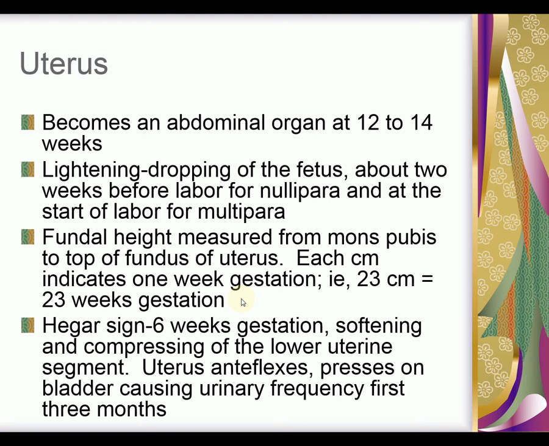Hegar's sign, usually it's seen when the doctor does a pelvic exam in the office at about 6 weeks gestation. Usually you can see a softening and compressing of the lower uterine segment. Goodell's sign is the one where you're going to see the discoloration in the uterus, sort of a bluish hue. The uterus is usually anteflexed. That's what causes a lot of urinary frequency in that first 3 months, which is unfortunately discomfort.